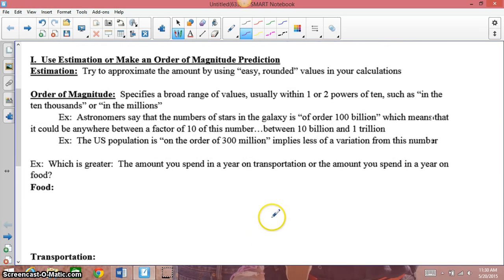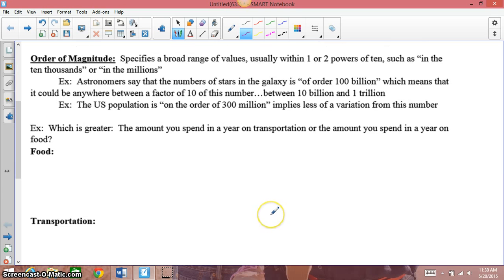In the example just below, this is an idea where things are going to vary from person to person. Which is greater, the amount you spend in a year on transportation or the amount you spend in a year on food? If you're a family of 4, then food is going to be a big factor, as opposed to a single person living by themselves. It's not going to cost them nearly as much. What I'm going to focus on, though, is one person feeding themselves, one person, one car. What are we looking at cost-wise here?